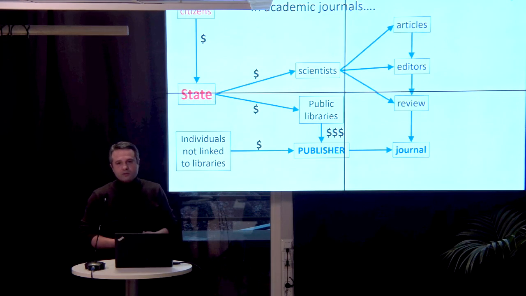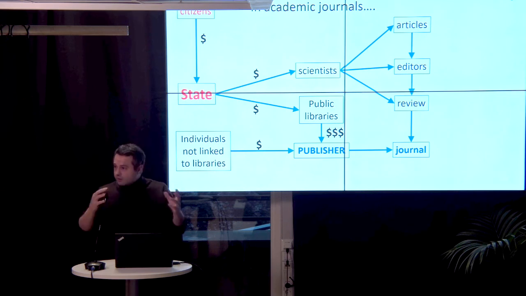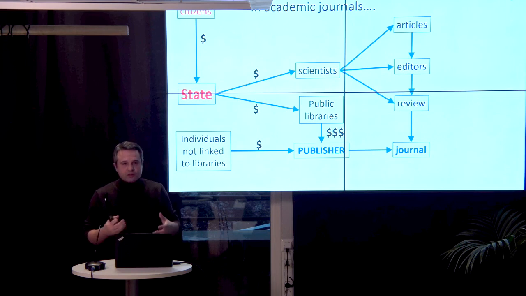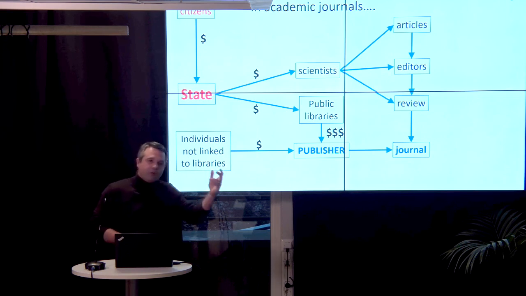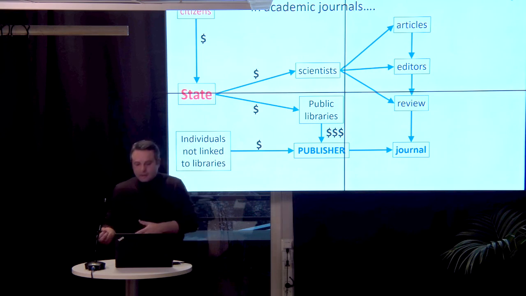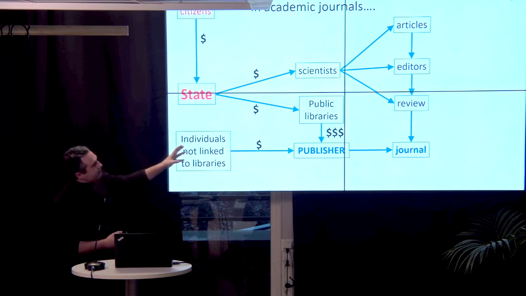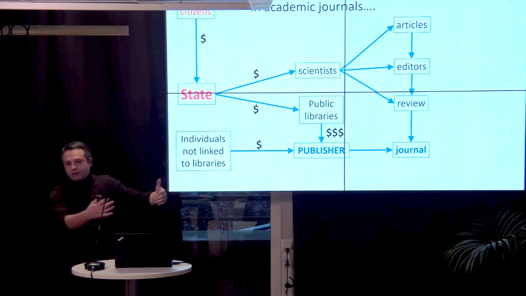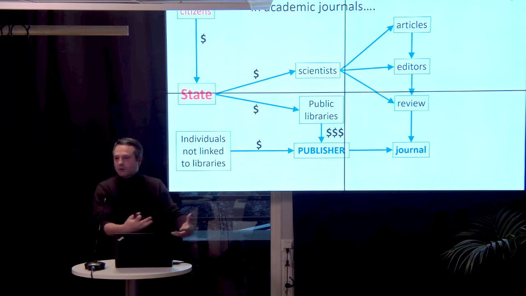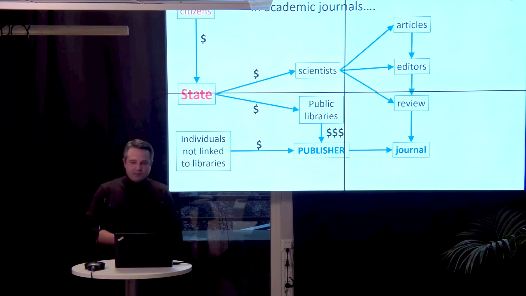In academic journals, we have typically citizens paying taxes to the state. The state pays the salary of the scientists. The scientists write the articles. They play the role of the editors, and they are also reviewers. And this basically produces the journal. The state also pays for public libraries, which pay heavy fees to the publisher, and the publisher also gets some revenues from individuals that are not linked to a library and pay to access a specific article. As we can see from this picture, all roads lead to Rome in this situation. All the flows lead to the same subject, basically.